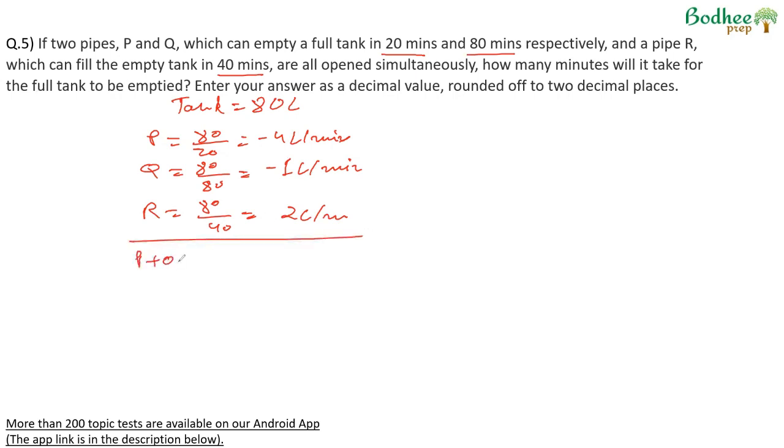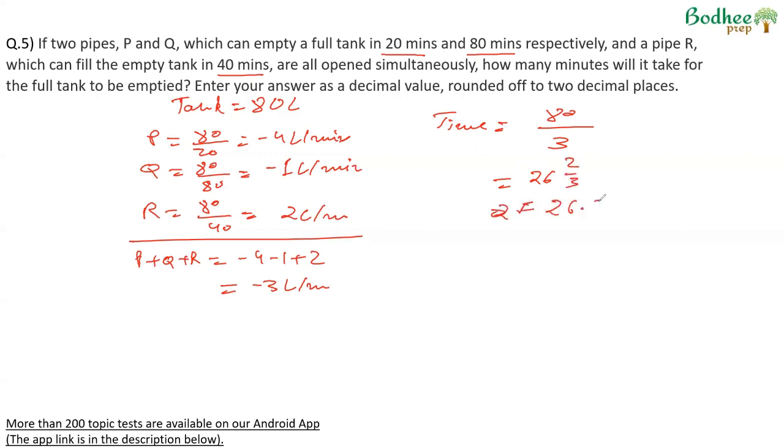If P, Q, R, all of them are working together, the net efficiency will be minus 4 minus 1 plus 2, which is minus 5 plus 2, or minus 3 liters per minute. And therefore, to empty the tank, time taken will be capacity upon efficiency, 80 by 3. So this becomes 26 2 by 3, or 26.67, rounded off to 2 places of decimal, in minutes.